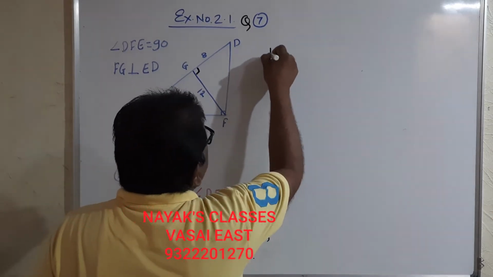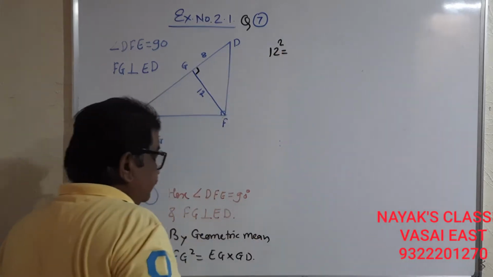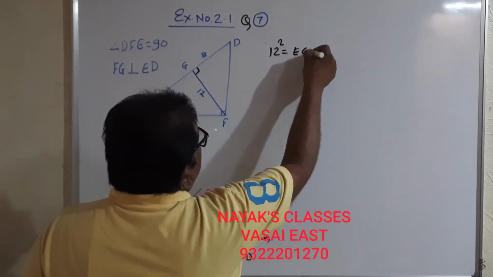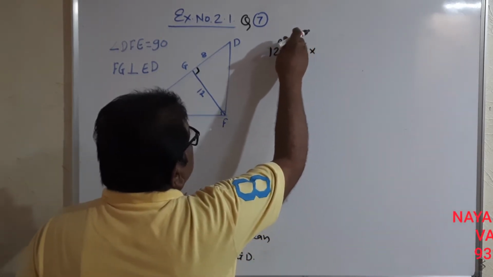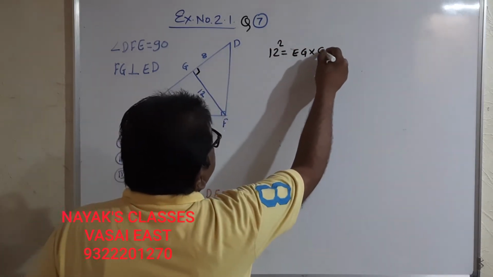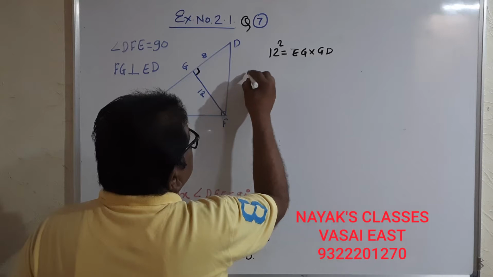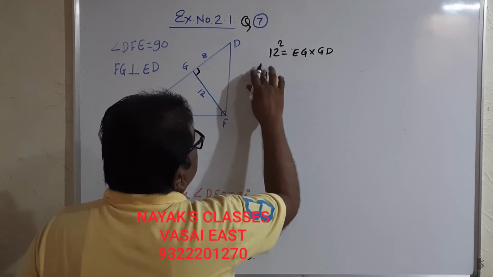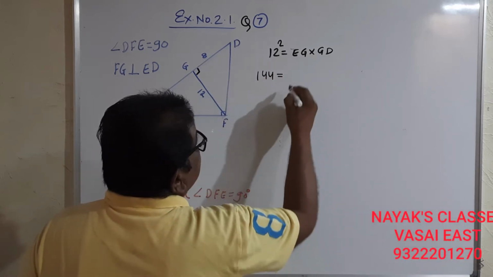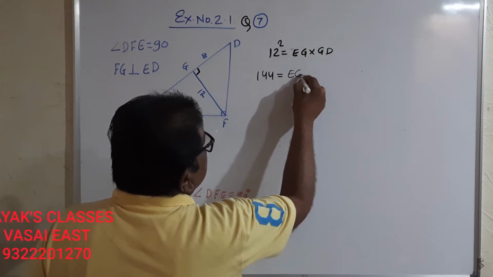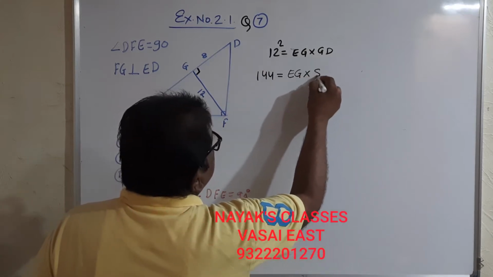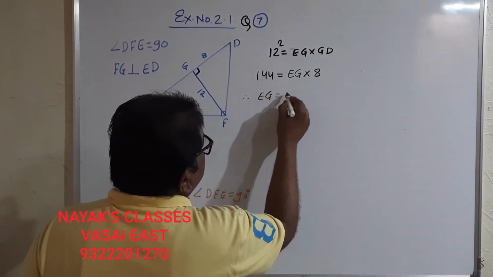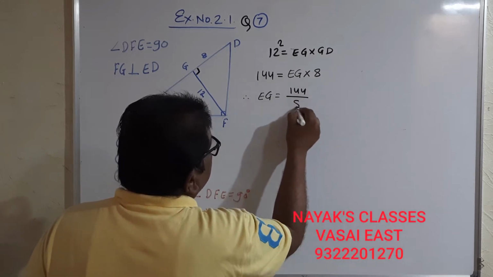FG is 12, square, is equal to EG, not known, into GD. It goes to 144 is equal to EG into 8. Therefore, EG is equal to 144 upon 8.